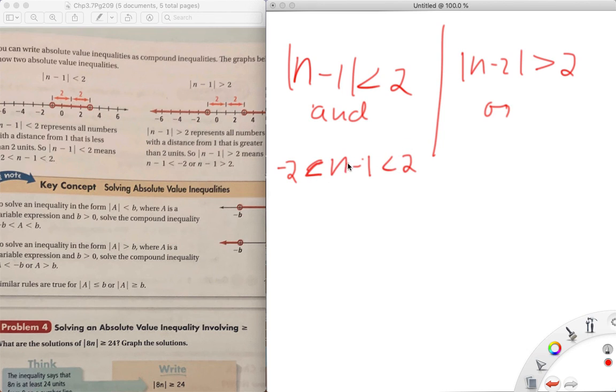Here the greater sign is pointing at n. When you do this, it's going to be n minus 2 is greater than 2, or n minus 2 is less than negative 2. It's going to be in both. The inequality is going to flip with the or.